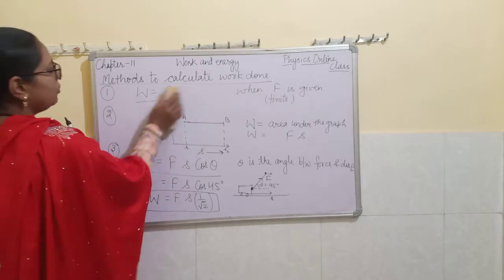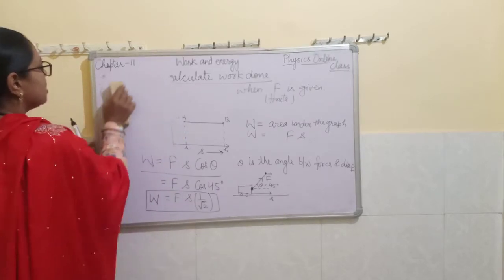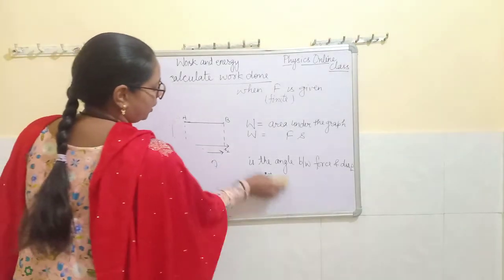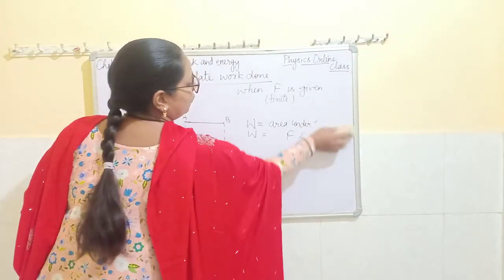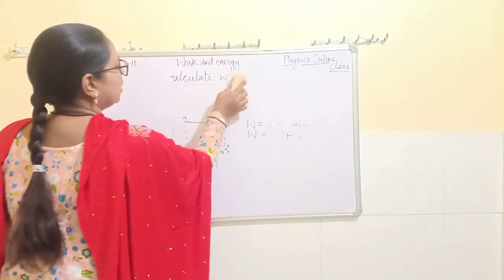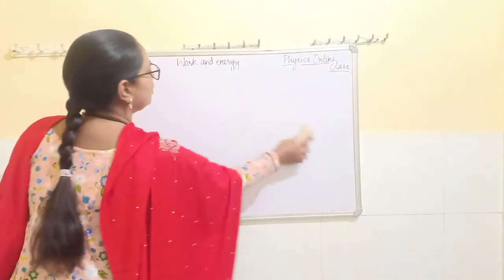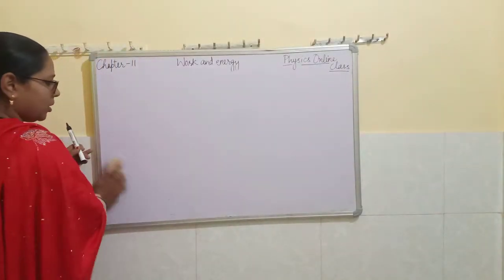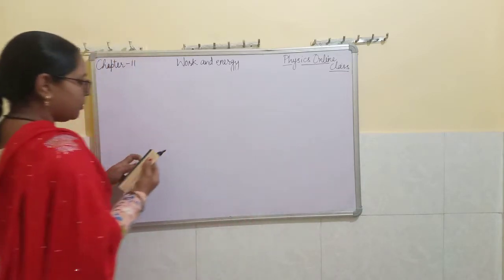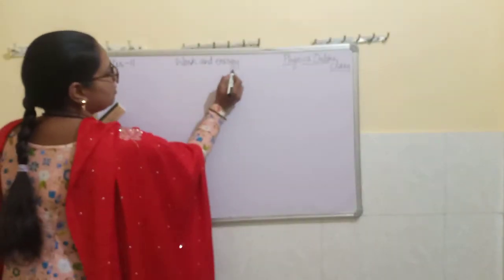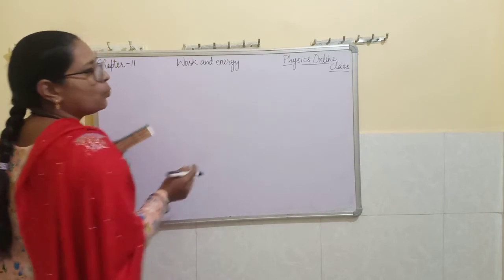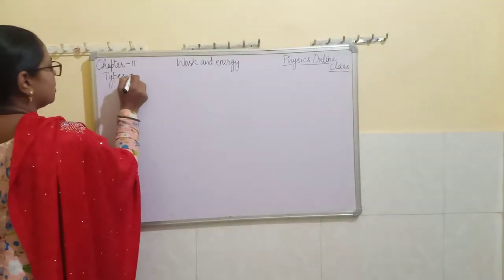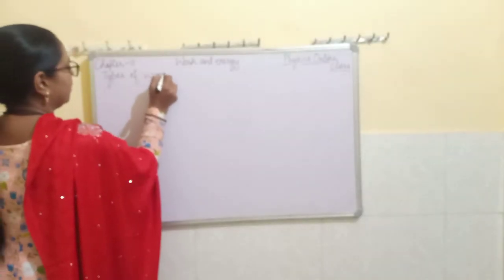Now we will move ahead. Our next topic is types of work done. How many types of work done are there? How can we classify different work done in science? In our daily routine, work is work, whether it is physical work, mental work or any entertainment work, that doesn't matter. But in science, work done is of three types. Now we will discuss the types of work done.